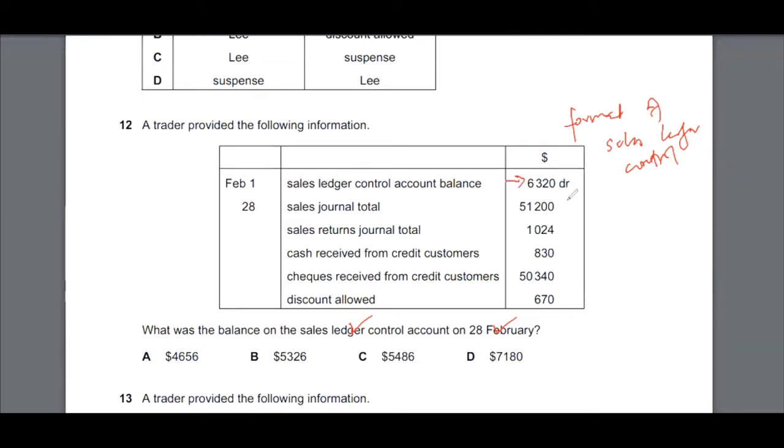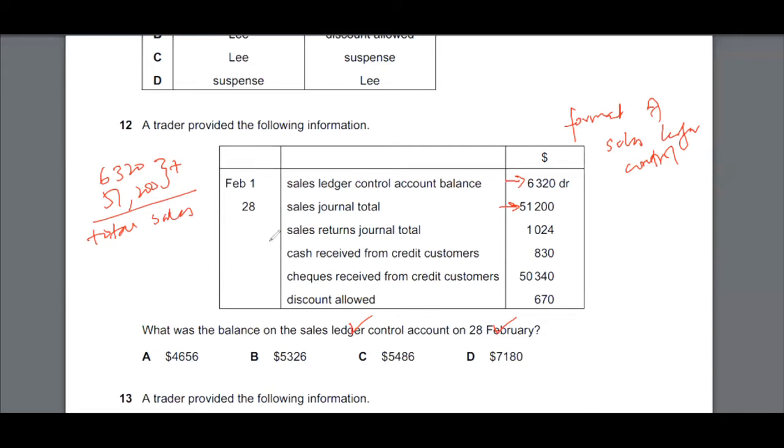So this is what is supposed to be received, right? Then the total sales that happened during the month, which is February, is 51,200. So basically you add 6320 plus 51,200, and you should do these calculations by yourself. I'm just trying to give you the summary, and you should punch in the numbers in the calculator if you're watching this video. So this would be the number for total sales.